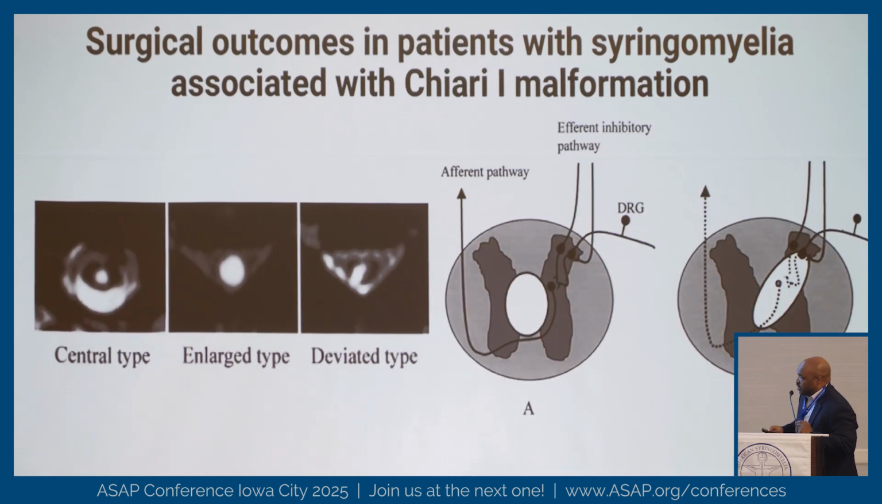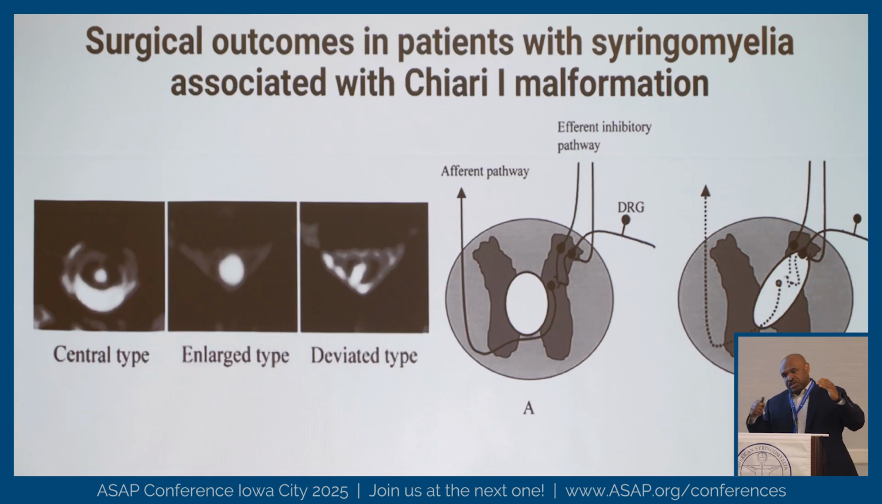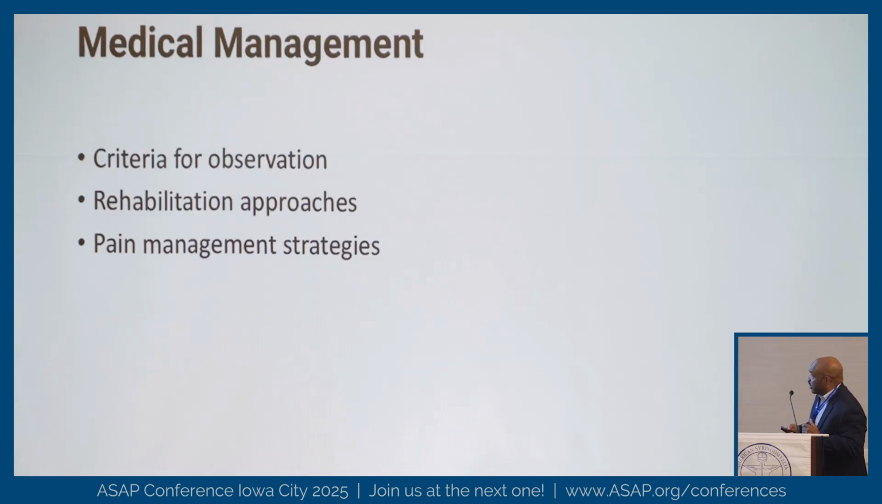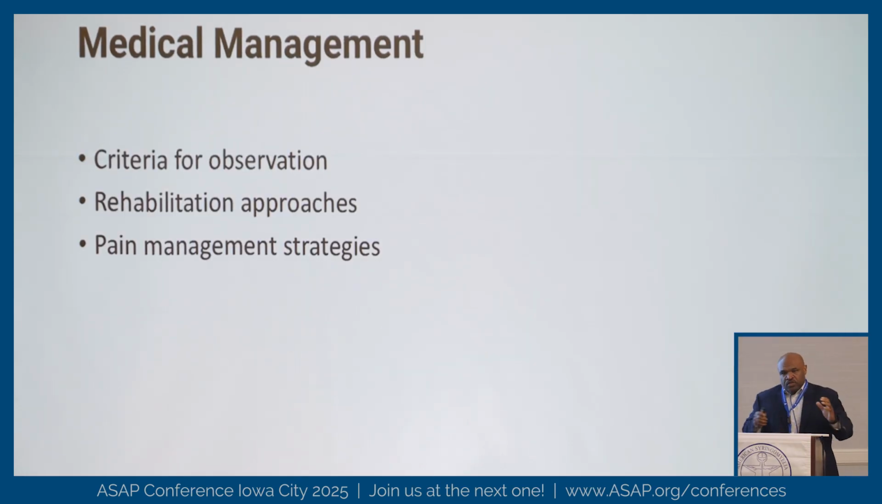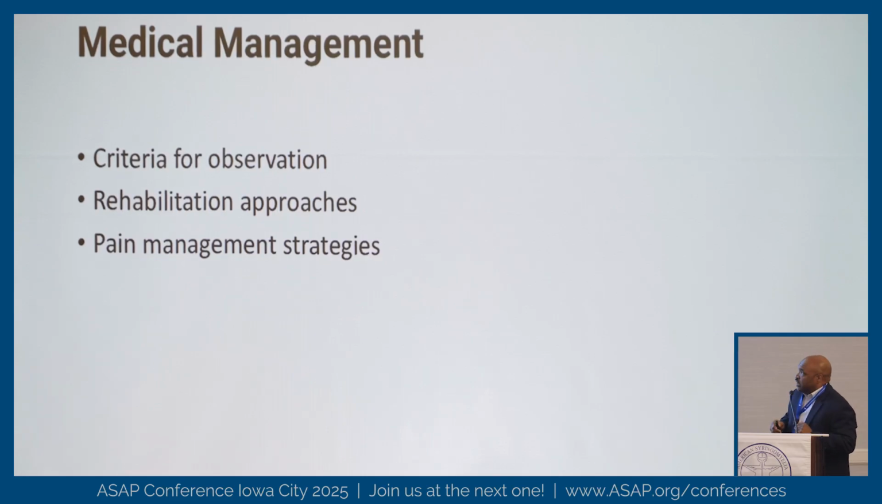Now, this shows a nice little mock-up image. You see the normal pathways, everything's intact with this syrinx that's central, but when you have this deviated or enlarged syrinx, it disrupts all that normal anatomy we just talked about, all the descending inhibition and everything. Okay. So just a bit of medical management: criteria for observation are stable imaging findings and minimal symptoms, obviously.